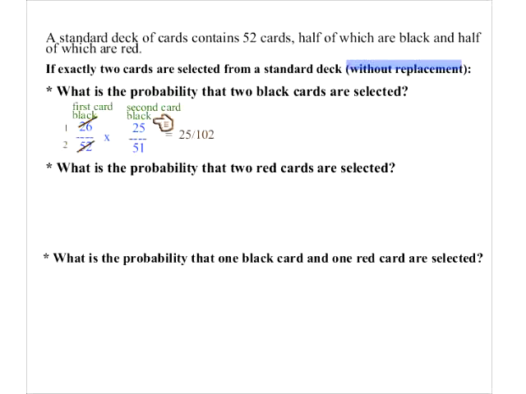Some people are still typing things. Okay, I still see 2 people typing. Let's move on to the second question. What is the probability that 2 red cards are selected?